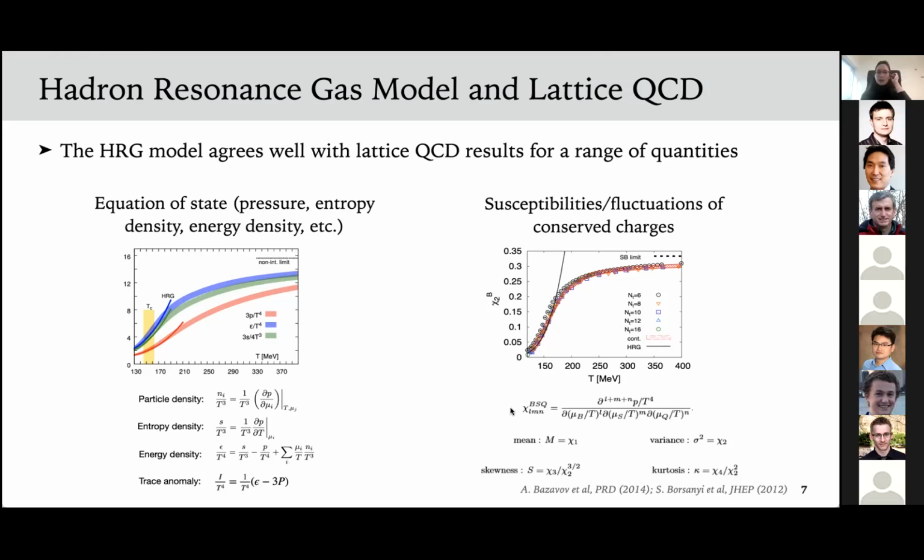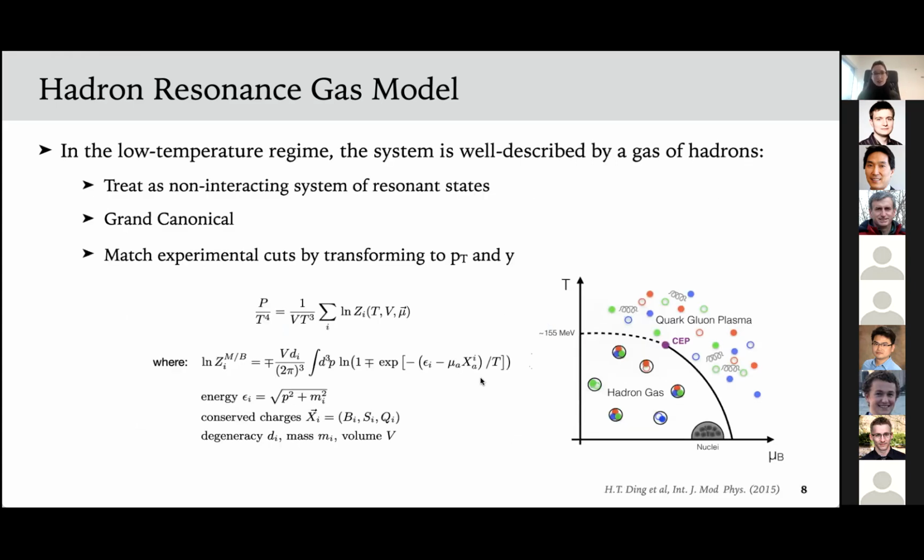In addition, the Hadron resonance gas model has also been shown to agree well with further lattice QCD quantities, such as the susceptibilities or the fluctuations of conserved charges, which are basically the derivatives of the pressure with respect to the different conserved charge chemical potentials. So in addition to the equation of state, more differential quantities like these susceptibilities also agree well with the lattice QCD data. But what actually is the Hadron resonance gas model?